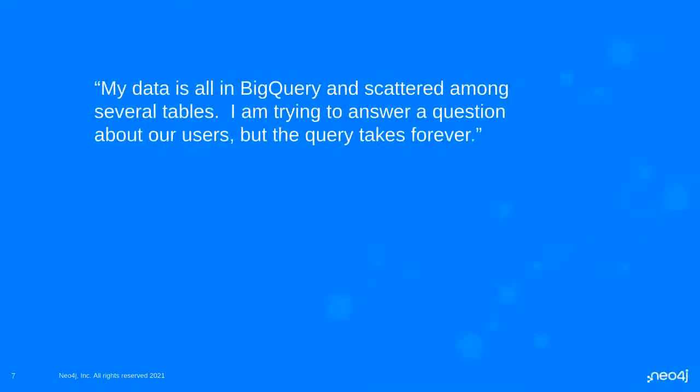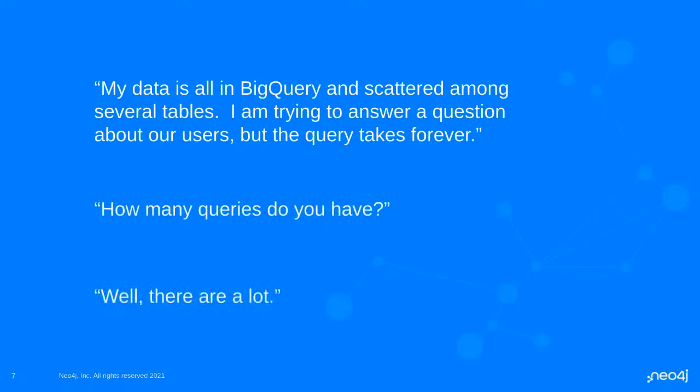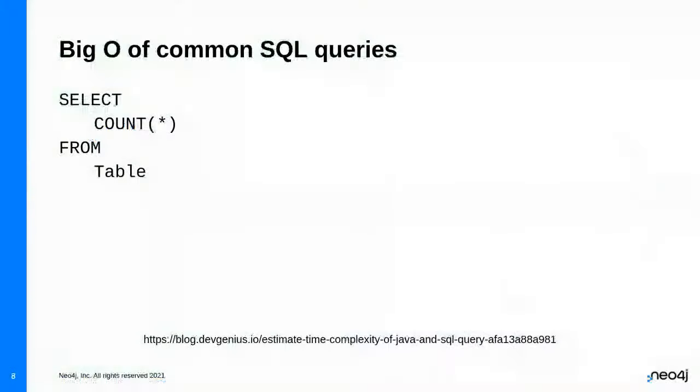Okay, this is a question that I've received before. All of my data is in BigQuery and scattered among several tables. I'm trying to answer a question about our users, but the query takes forever. My follow-up question was, well, how many queries do you have? How many joins do you have? Well, there are a lot. This is a common problem that we face as data scientists: some of these SQL queries can take a long time. Even if you've got some nice Presto cluster sitting there waiting for you, they can get pretty complicated.